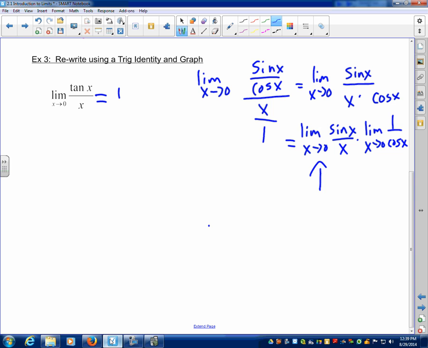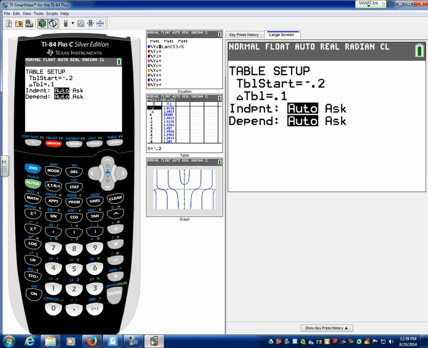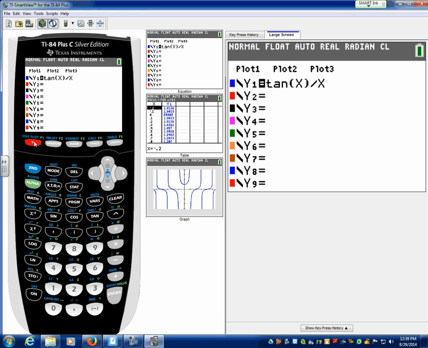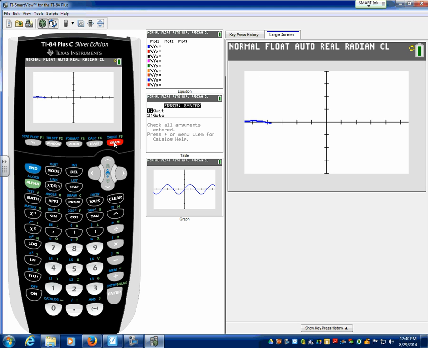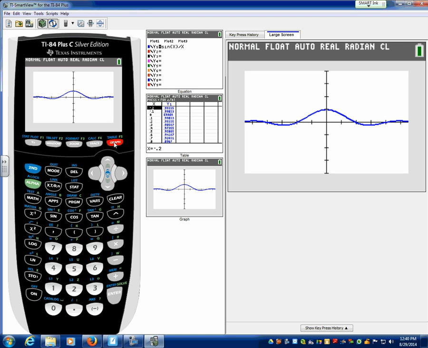Limit as x approaches 0 of the function sine x over x shows up quite a bit in calculus, and that limit is always equal to 1. I'm going to show you how I know that right now. If you graph, go to y equals, I'm going to go ahead and graph sine x over x. There it is. See how that's 1? So the limit as x approaches 0 of sine x over x is always 1.